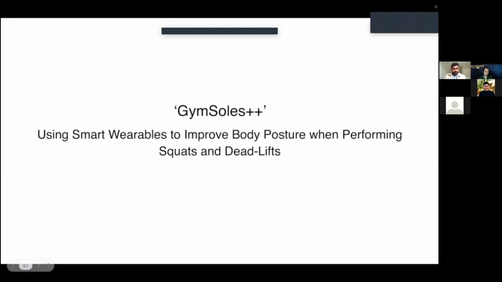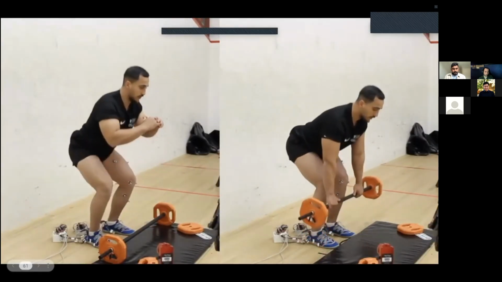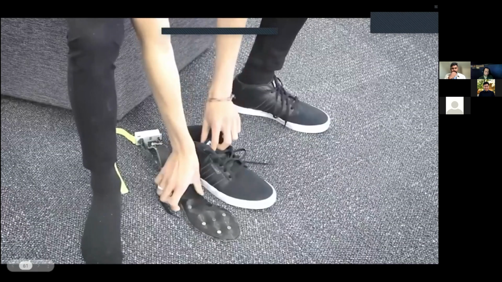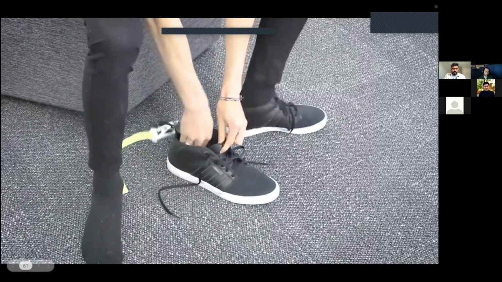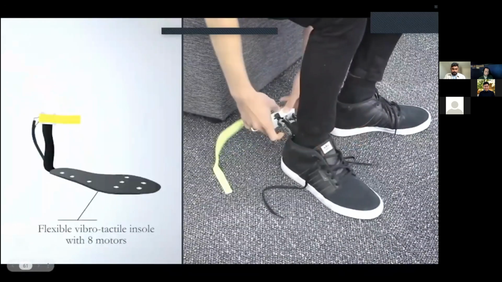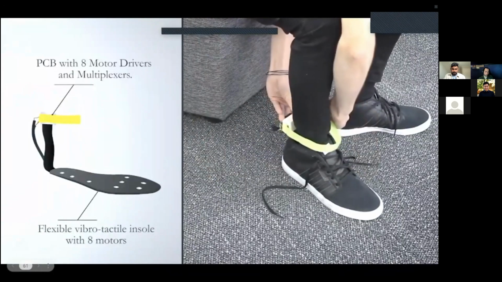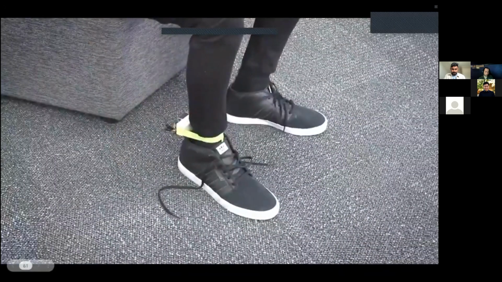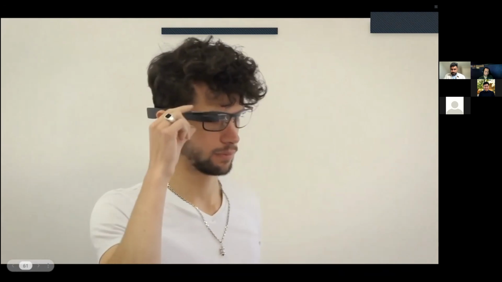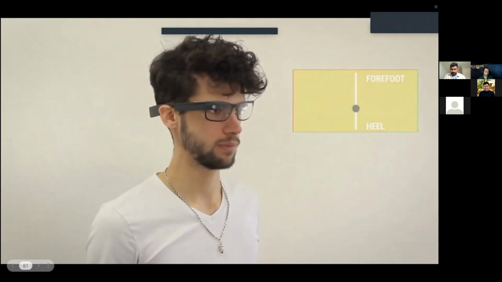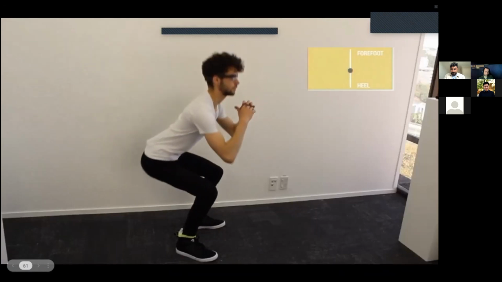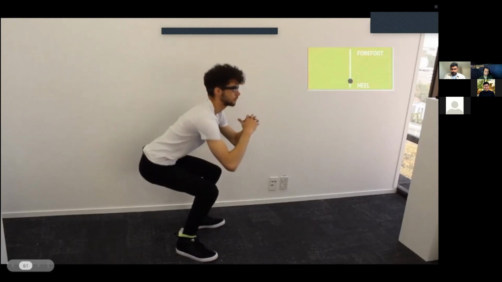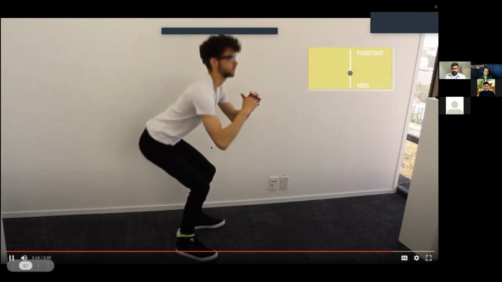We present GymSoles++, an insole-based system to improve the body posture when performing squats and deadlifts. We developed a flexible wearable insole with 8 vibrotactile motors that provides haptic feedback on the center of pressure of the body. A custom PCB with 8 motor drivers and multiplexers was developed to control the vibrotactile motors. Additionally, we developed a visual feedback system by using Google Glasses. Our previous work has shown that visualizing hidden information on the center of pressure can assist users in maintaining a correct body posture when performing squats and deadlifts.